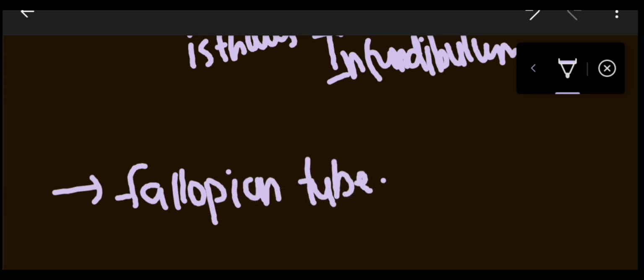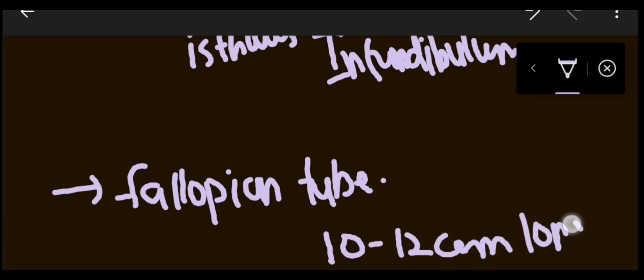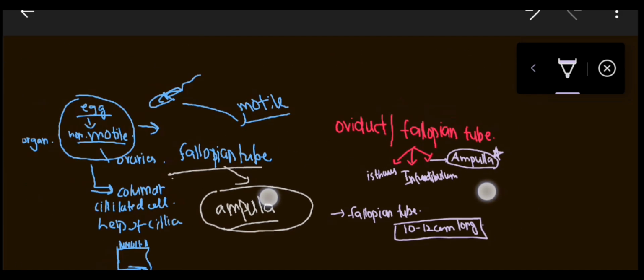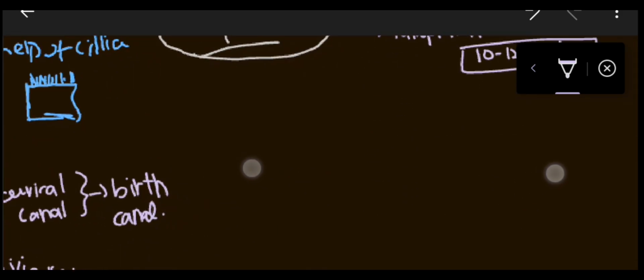Now, a main point here is that fallopian tube, oviduct, or we can say uterine tube are basically 10 to 12 centimeter long. ये कितने होते हैं? ये 10 to 12 centimeter long होते हैं only. Remember, these are all the MCQ based lectures, so must learn these.